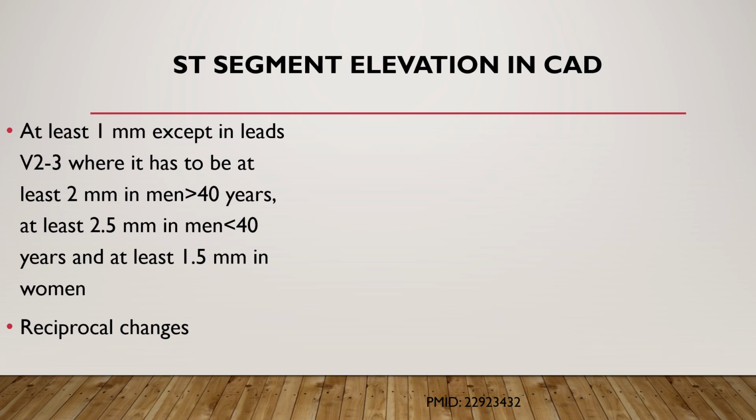There are always, or almost always, reciprocal changes present. And what we mean by reciprocal changes: for example, you'll have ST segment depression in opposite leads. Let's say, for example, you have ST segment elevation in lead V1 and AVL, and reciprocal changes will present as ST segment depression in lead 2, 3, or AVF.